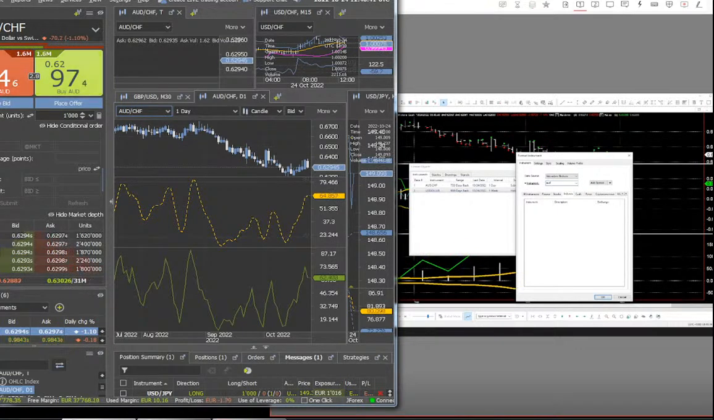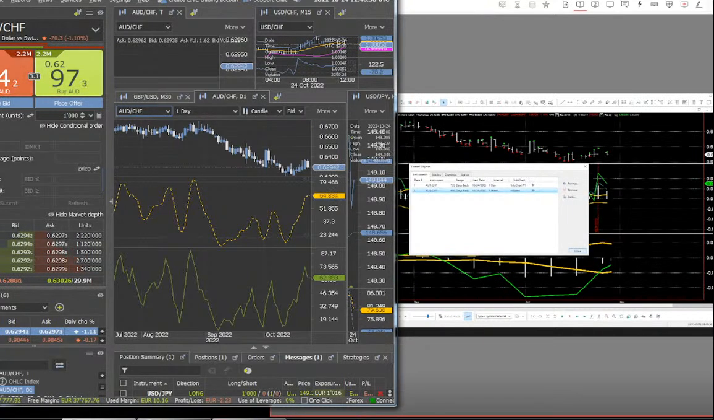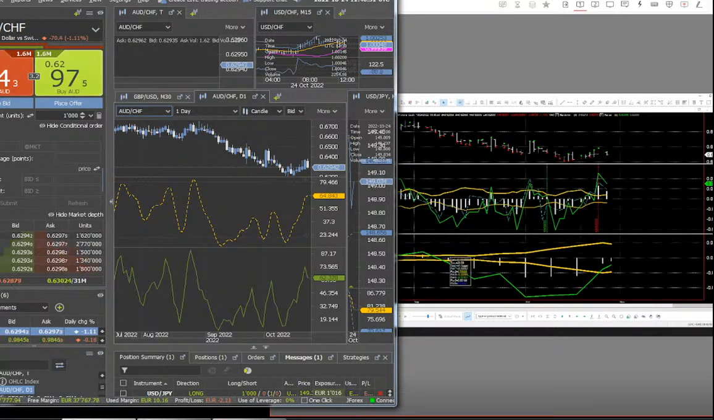AUD. Cache. Right there. And here's your magical answer. It's been in a short since the 66 area right there. You can see that. Let's put the line in there for you. On a weekly basis, it's been in a short since there.